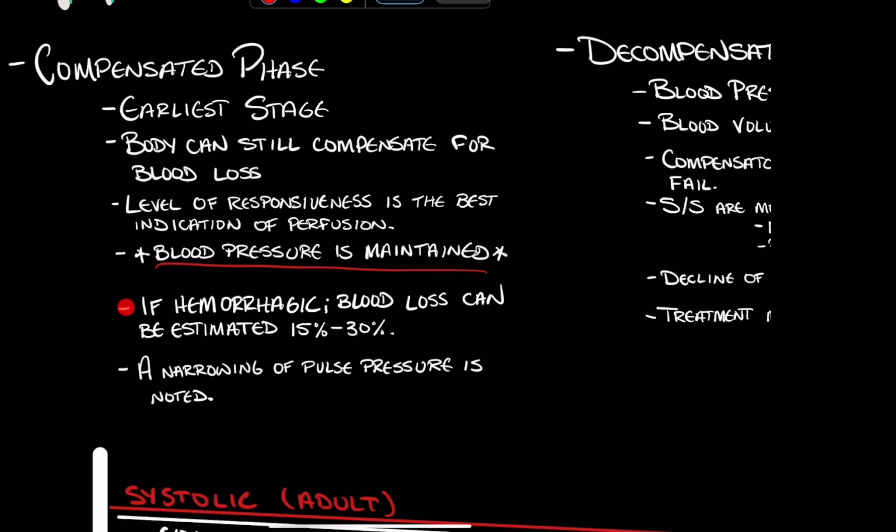This usually means if it's some kind of hemorrhagic blood loss or hypovolemic blood loss, we're looking at a loss of about 15 to 30% of our total blood volume. That's the realm where our body's able to compensate for these shock states.